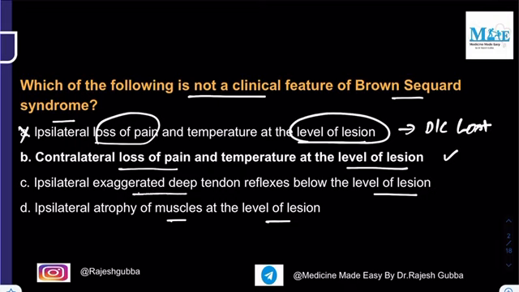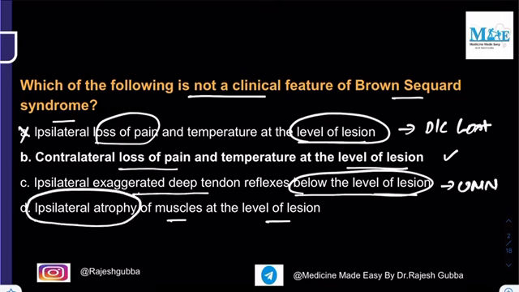And ipsilateral exaggerated deep tendon reflexes below the site of lesion. Yes, this is also a correct statement because there will be upper motor neuron signs. Ipsilateral atrophy of muscles at the level of lesion. This is also correct because you will have lower motor neuron signs. Okay, so the question asked is which of the following is not the feature. So the answer is A here.